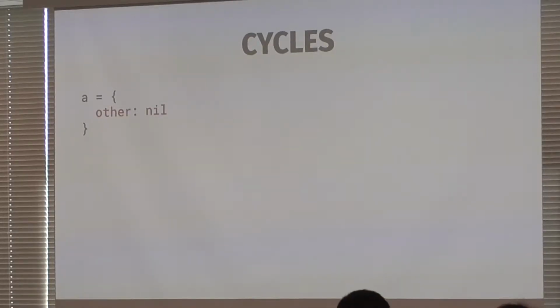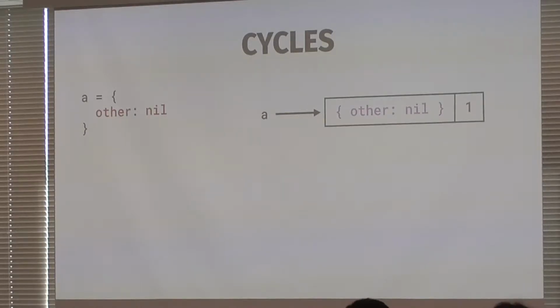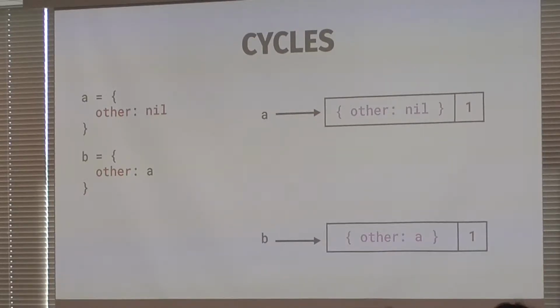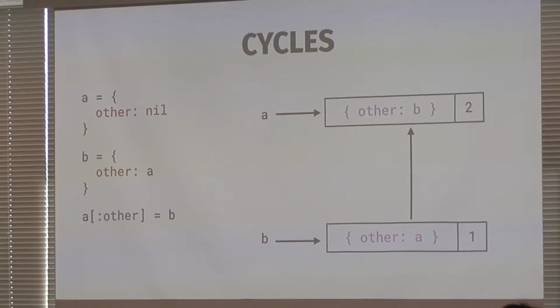So, once again, a very creatively named hash or object, I guess, called A, which has a key other that points to nothing right now. So that has one reference. I have another one called B, but there the key other points back to A. So far, no problem. The first one now has two references, the second one only has one, and we're pointing it back. So now they each have two references.